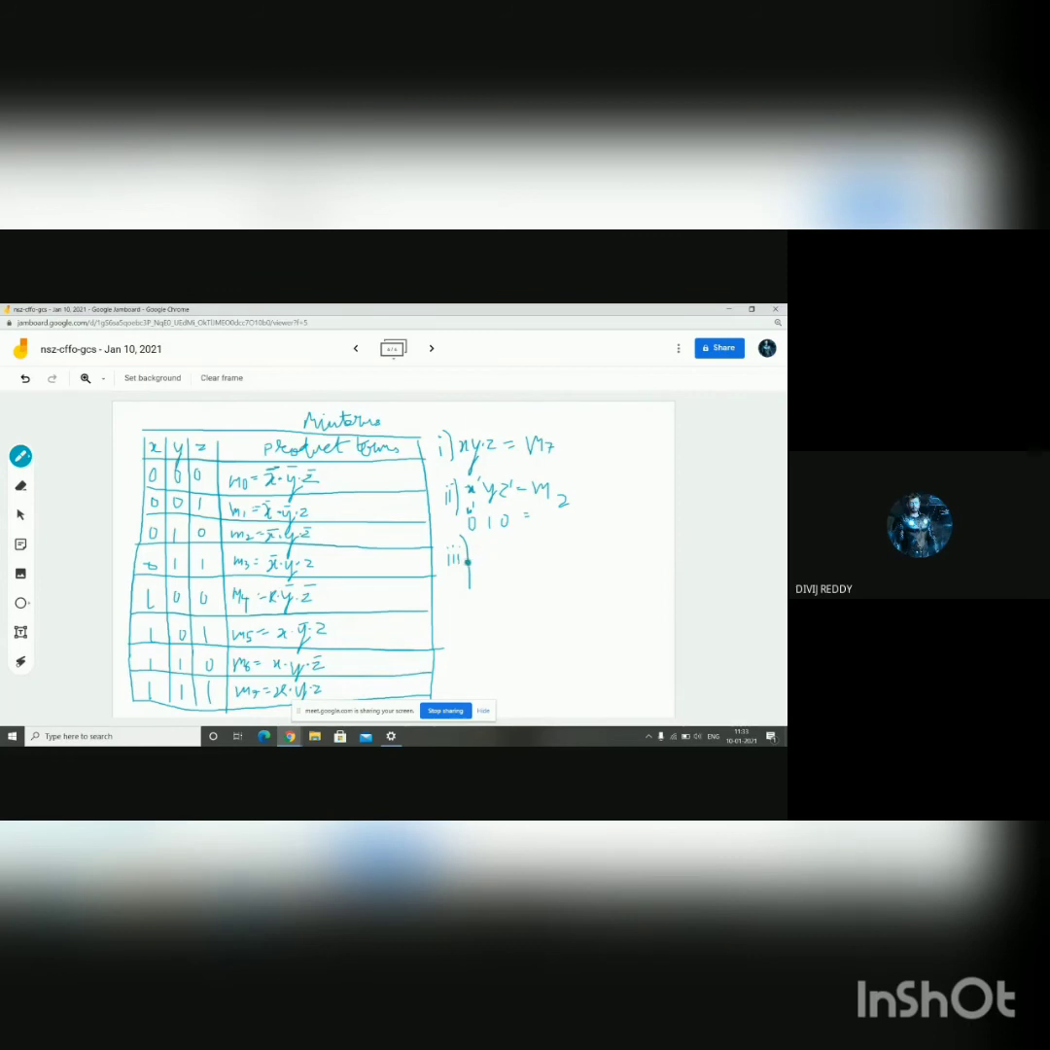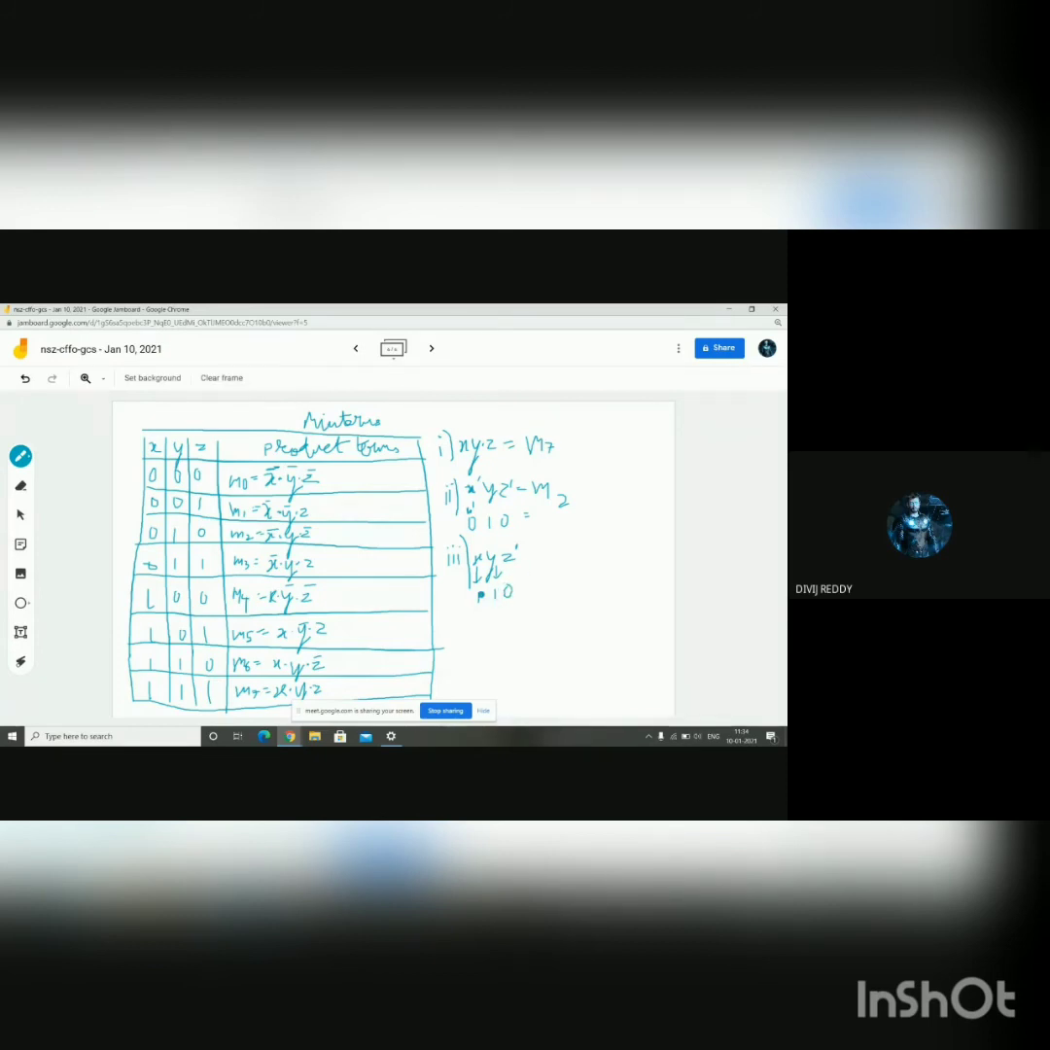The third question is X into Y into Z complement. Here each term again represents 1. So X is already 1. Y already indicates 1. So Y is 1. Z complement is indicating 1, so Z is actually 0.